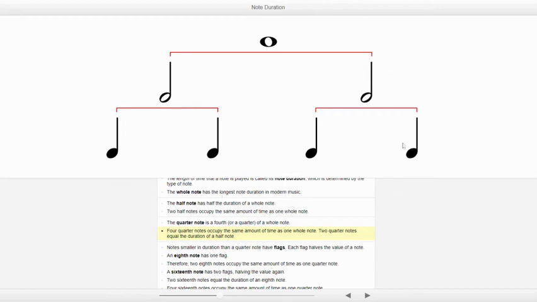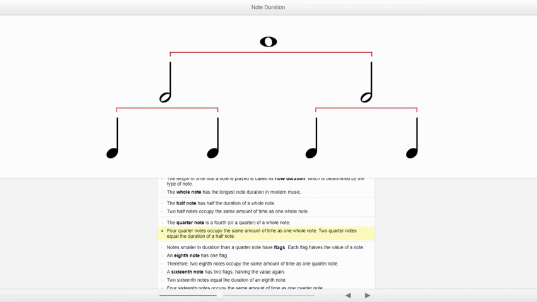So if we were to add all of these together, all 4 quarter notes take up the same amount of space as our whole note. We want to remember this is equal to 4 counts. And what we can see here is 1, 2, 3, and 4 quarter notes, 4 counts there.